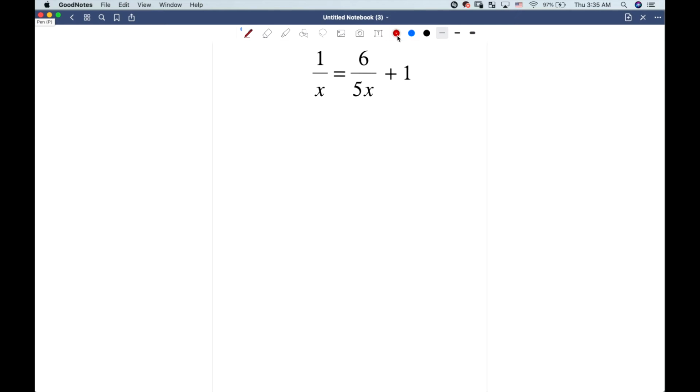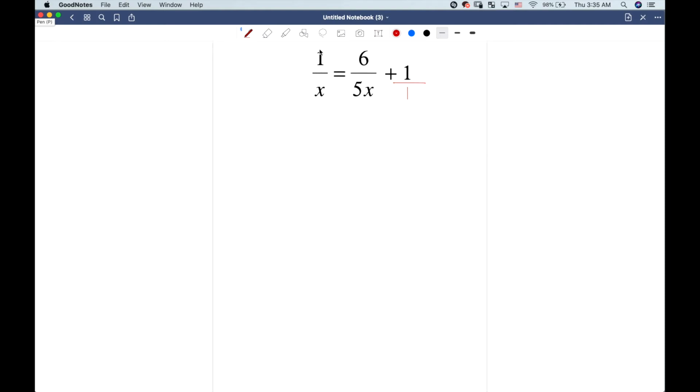Again, the key is to have a common denominator across the entire problem. So we have x, we have 5x, and this one doesn't have a denominator. So what are you going to do? Just put it over 1. So we have these 3 denominators that are just different, but we're going to find the lowest common multiple and figure out which one I can change.